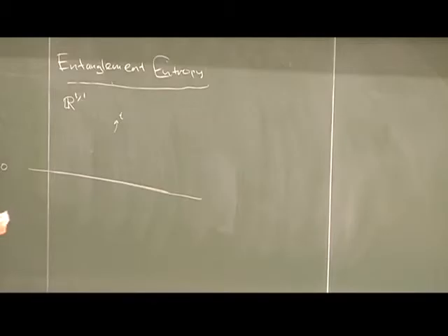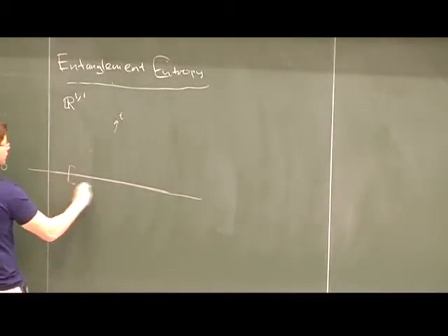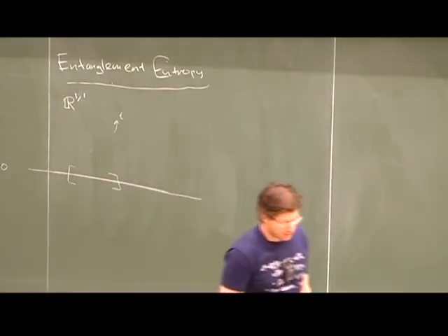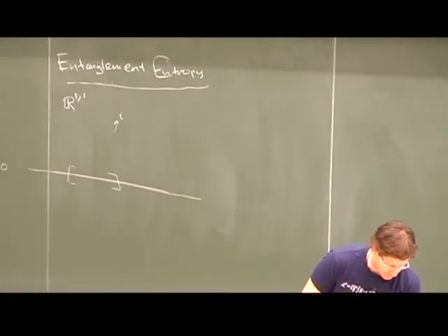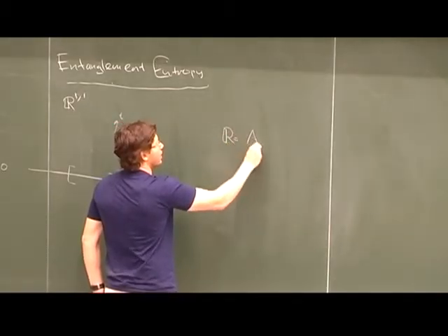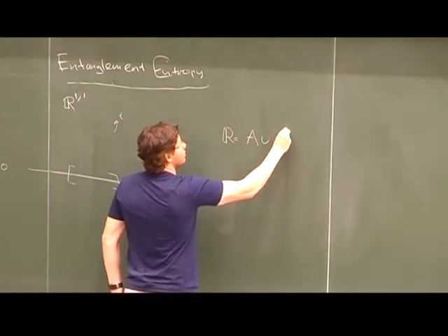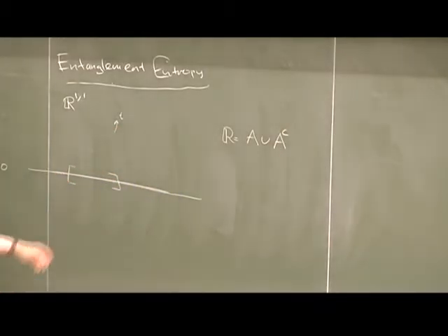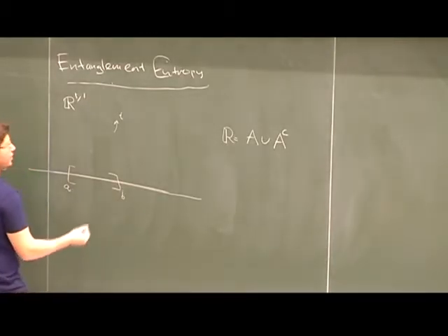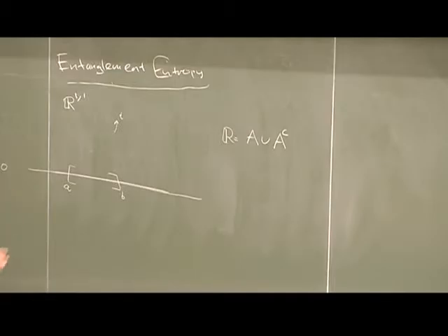The idea of the entanglement entropy is the following: you divide this line x into two regions, let's say an interval and its complement. But you can do it more generally; you can divide it into any two complementary regions. So in general, you would write R equals A union the complement of A. You divide it into two arbitrary regions. It can be an interval which starts at A and ends at B, but it can also be a union of disjoint intervals and its complement.